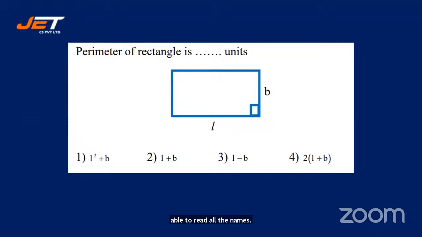Perimeter of rectangle is dash units. So this I don't have to tell you at all because this is only formula based. So quickly give me the answer for the perimeter. What is actually perimeter? It's nothing but adding all sides. That's it. So let me check.